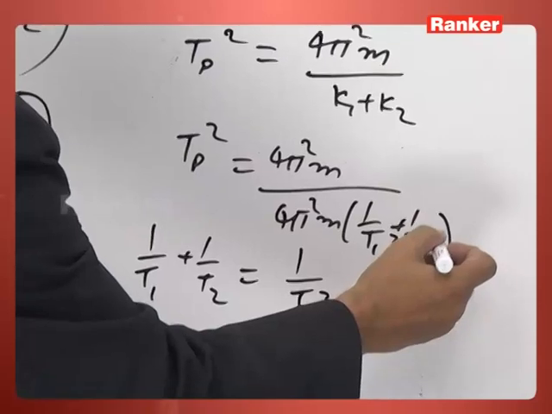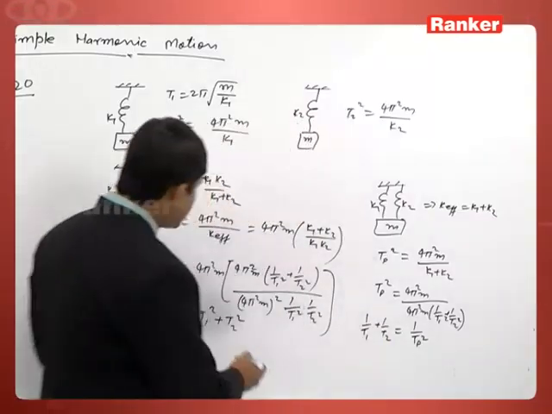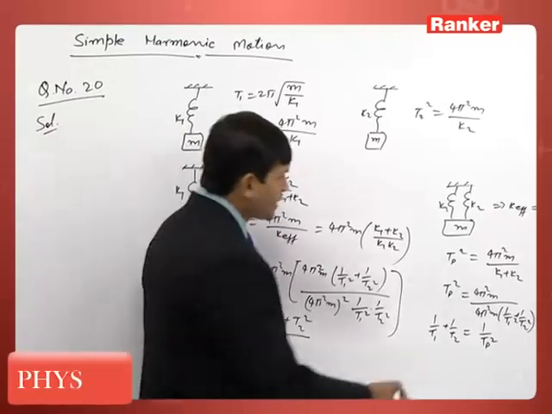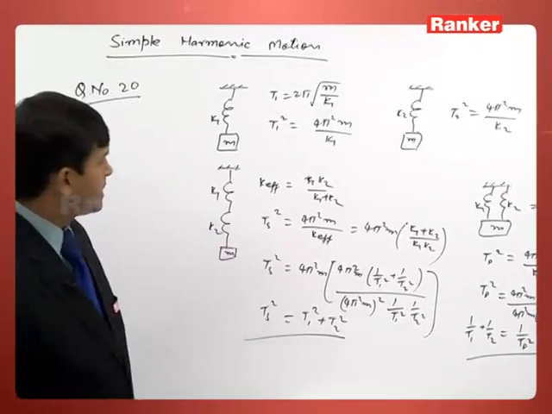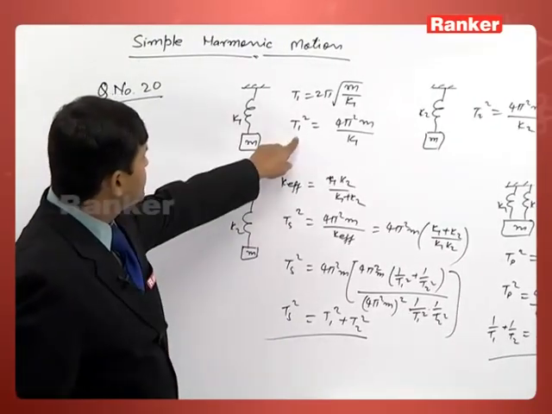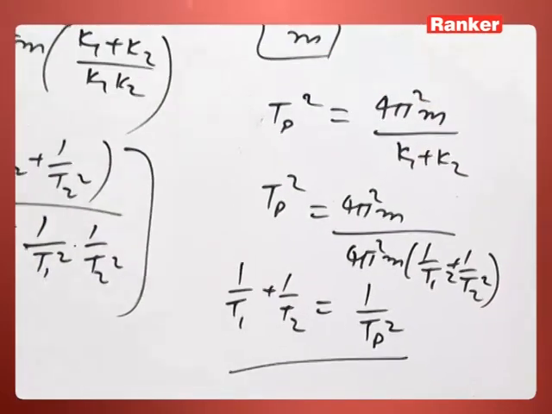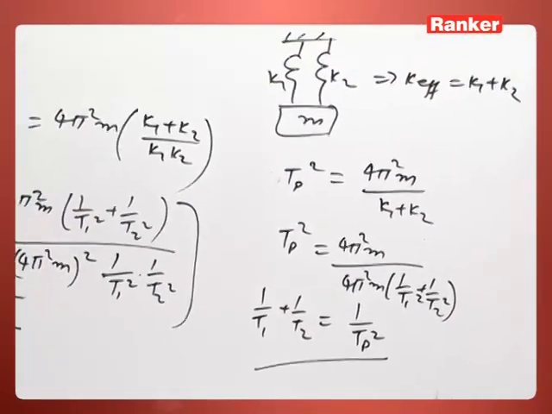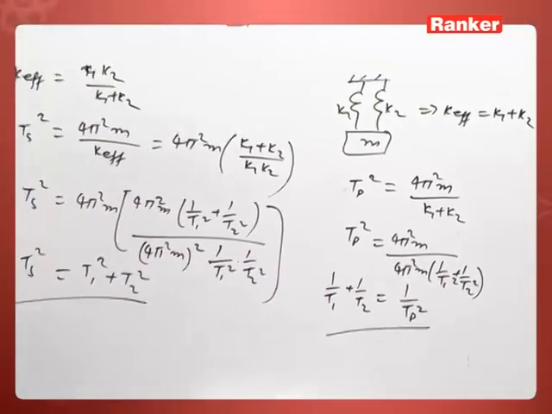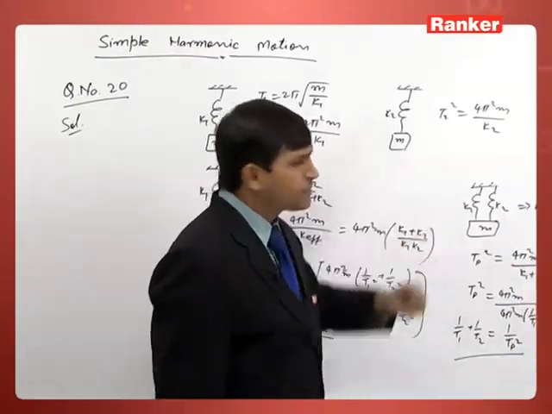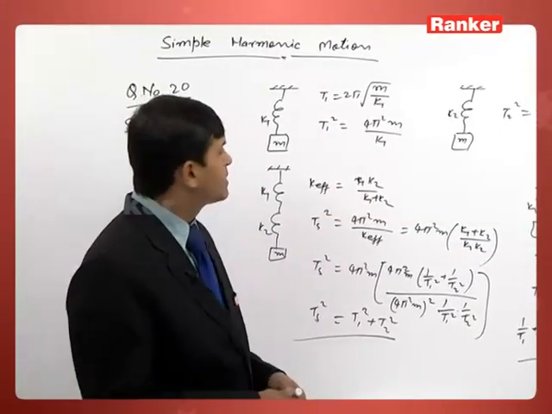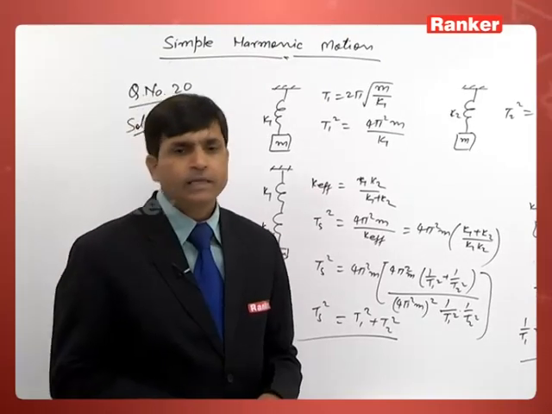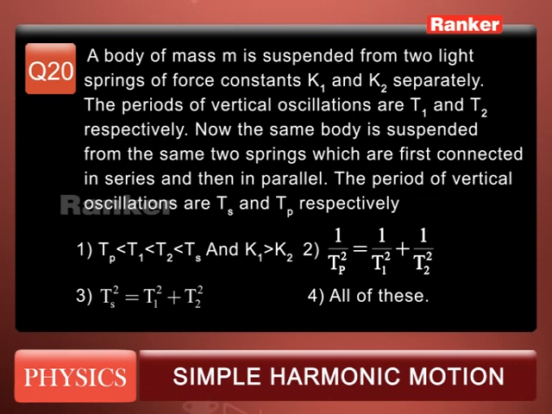Now see from here, T1 square and this is T2 square. So when in series, this is one correct option, and another option, this is also correct. So options number 2 and 3 are correct. And regarding time period, see if K1 is less, T1 will be more, and when K2 is less, T2 will be more. So now from here we can get the first option is also correct. So the correct answer is answer number 4. All of the given options are correct.